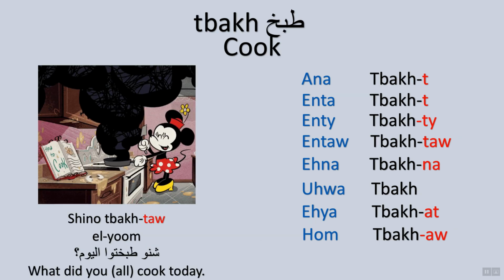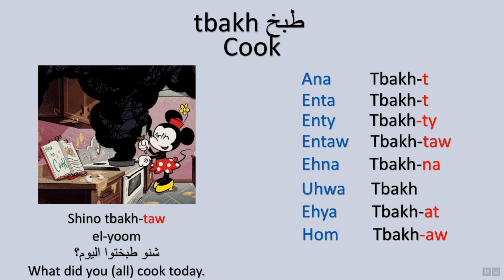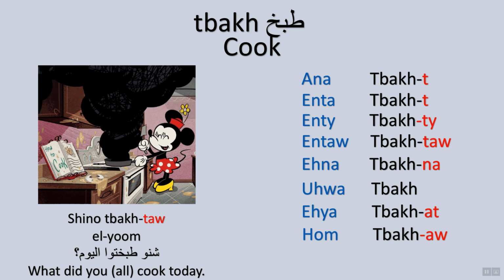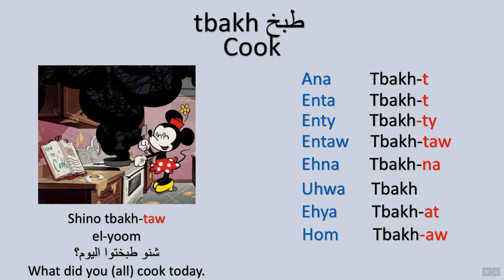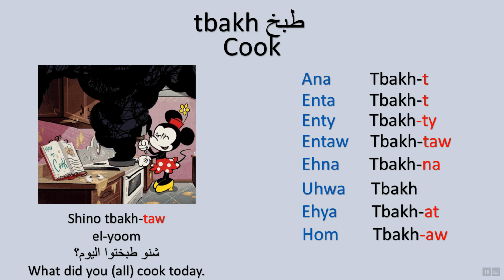Okay, now we have the verb to cook. In the past. أنا طبخت. أنت طبخت. أنتي طبختي. أنتوا طبختوا. إحنا طبخنا. هو طبخ. هي طبخت. هم طبخوا. And then the question is شنو طبختوا اليوم? That's a mouthful. What did you all cook today?